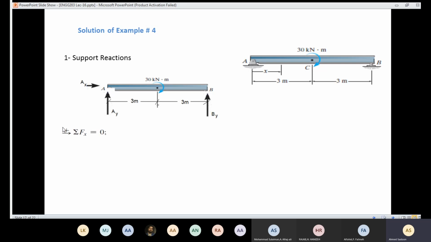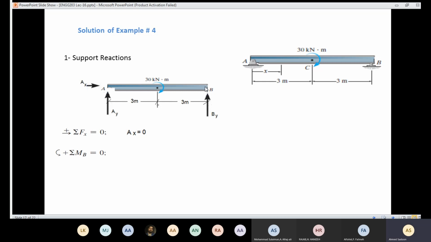Then I'm in a position to apply the equations of equilibrium. If I say that the summation of the forces in the x-axis should equal 0, I have only AX, and AX should equal 0. Then if I apply the second equation, the summation of the forces in the y-axis, I'm going to end up with two unknowns, AY and BY. So I'm going to use the third equation. I'm going to take the moment about a point. My options are point A or point B. It doesn't really matter. I'm going to take the moment about the point B.